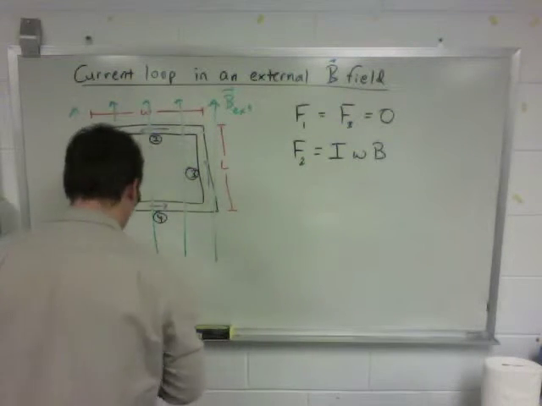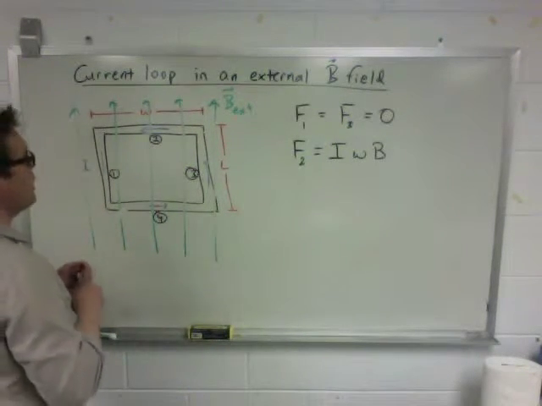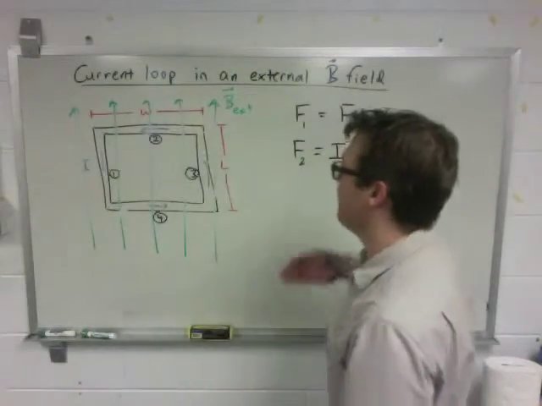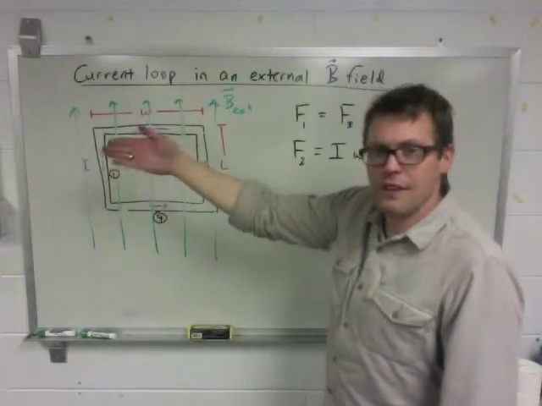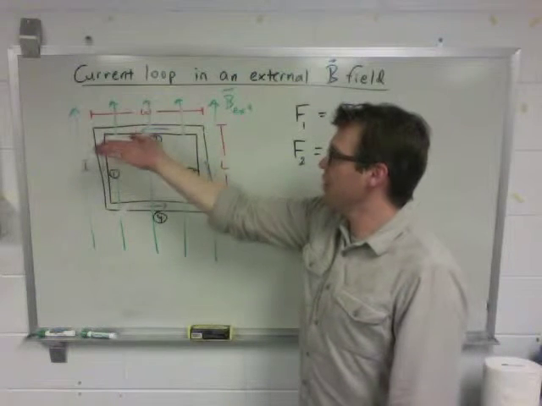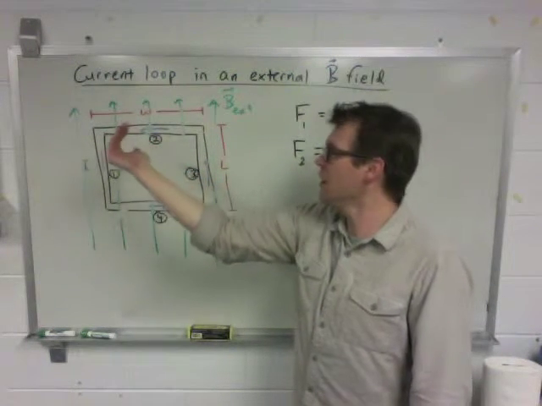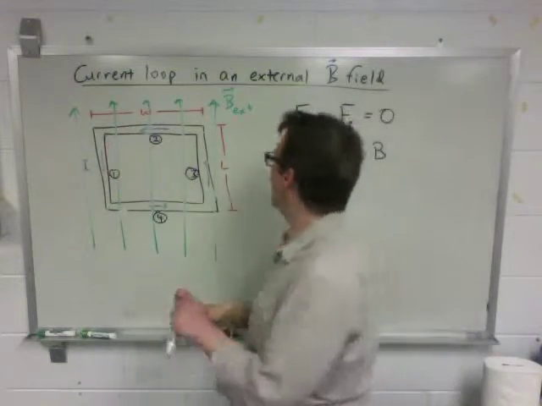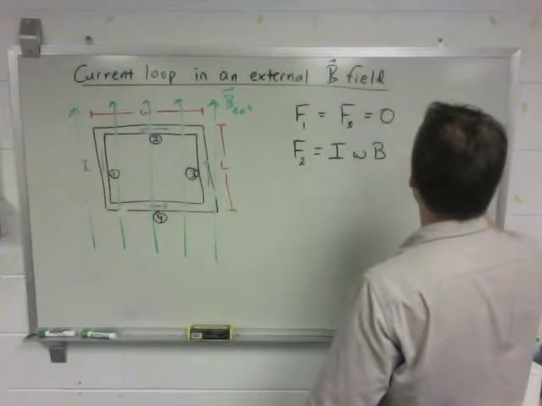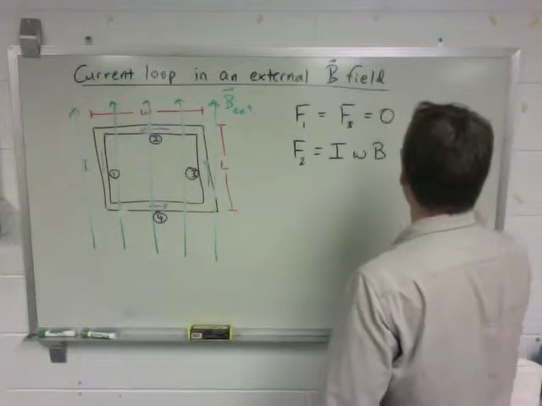Now what's the direction of that force? Well, right-hand rule number 2, current is this way. Put your fingers in the direction of current. Now I turn my hand so that I can curl my fingers in the direction of B external. That points my thumb into the page. And so this force is going to be into the page.